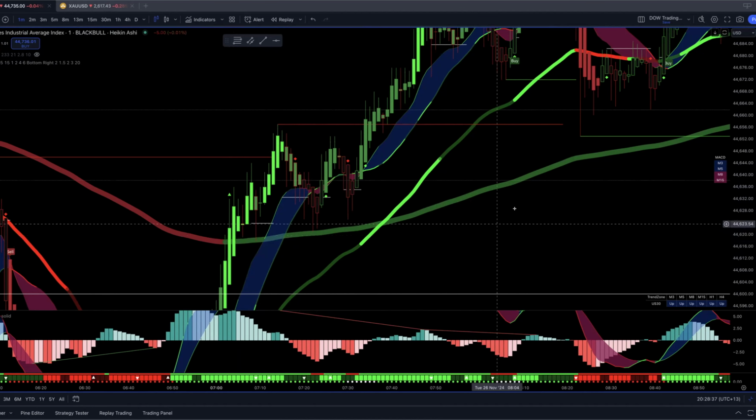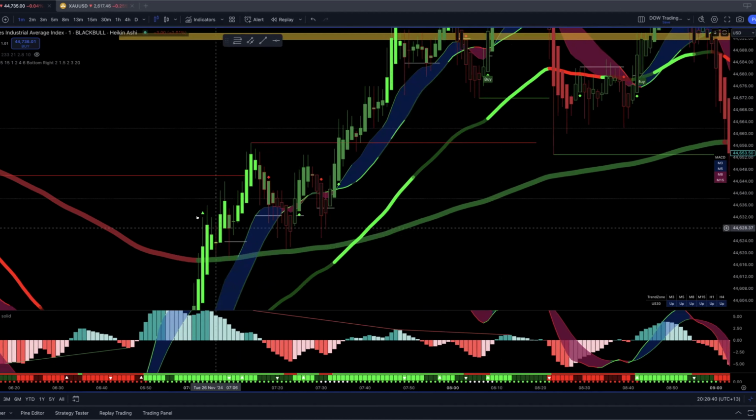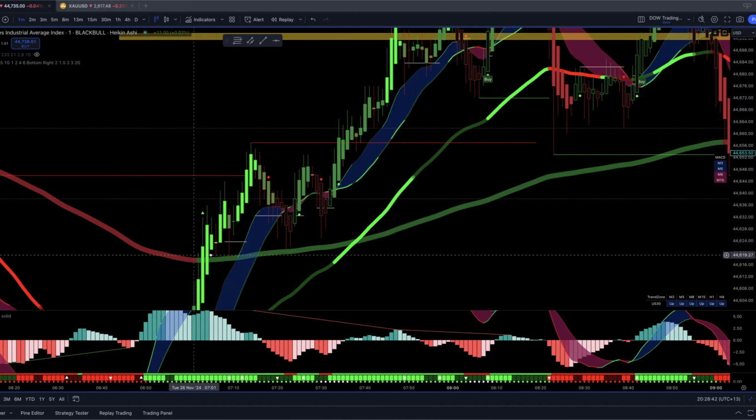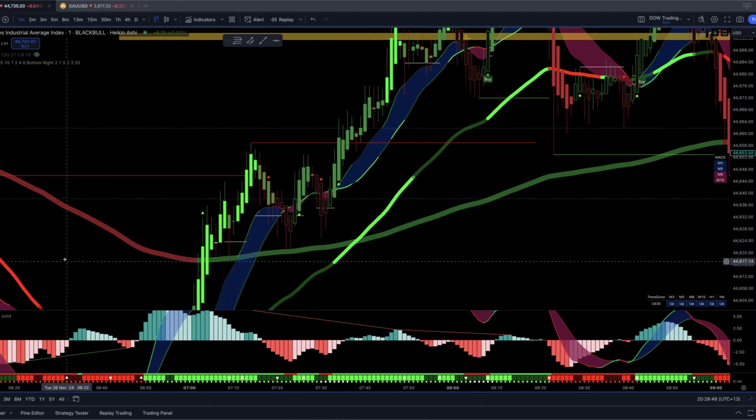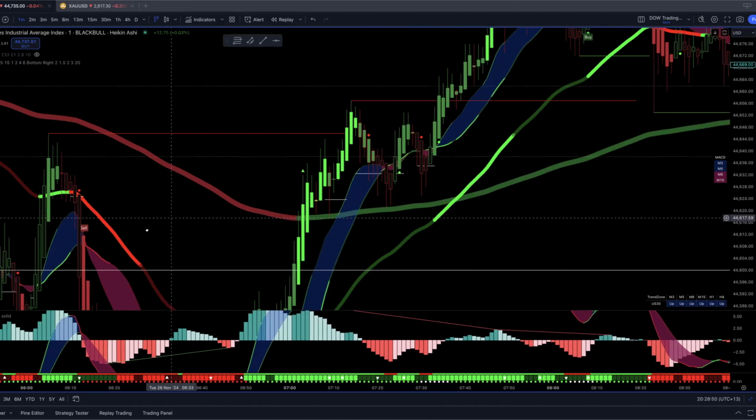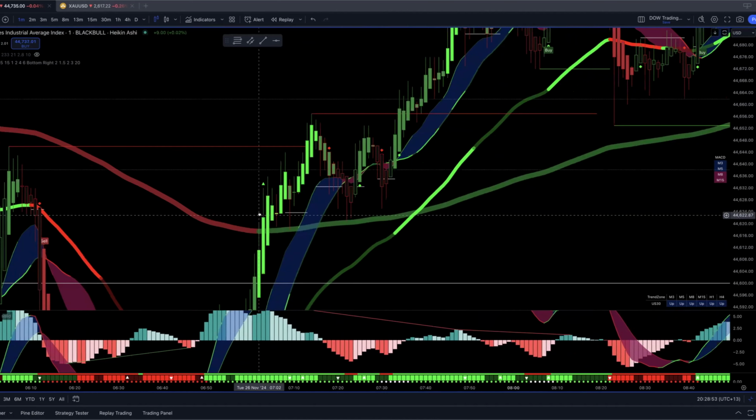Then what is also good about this breakthrough is that when you break through the 233, it can indicate that the downtrend has now ended. Like there was a massive downtrend, and now the market's moving back into an uptrend.